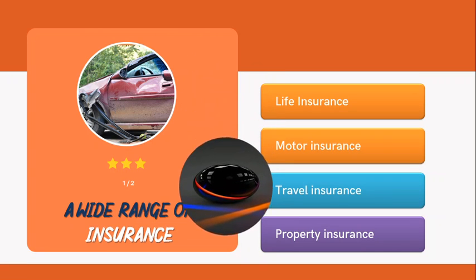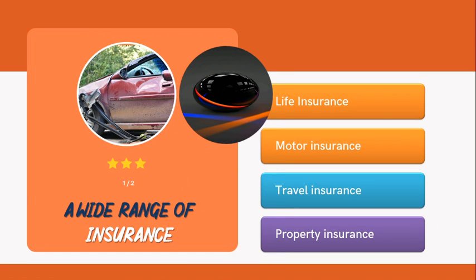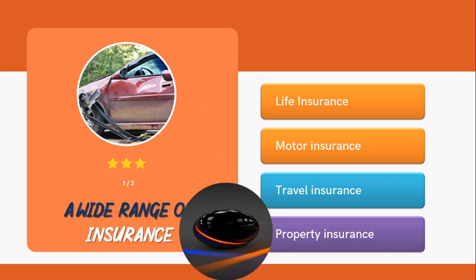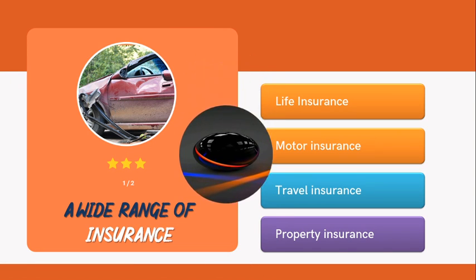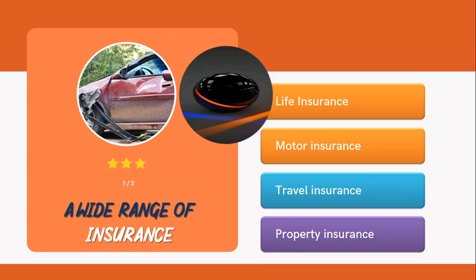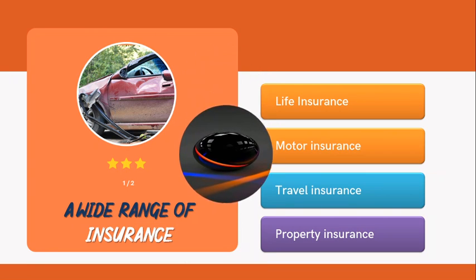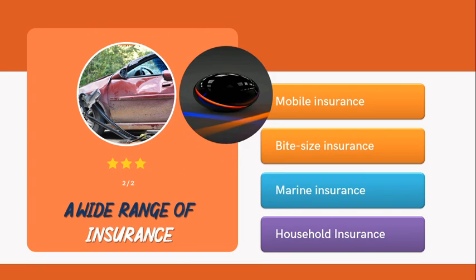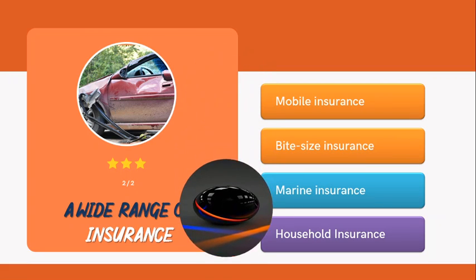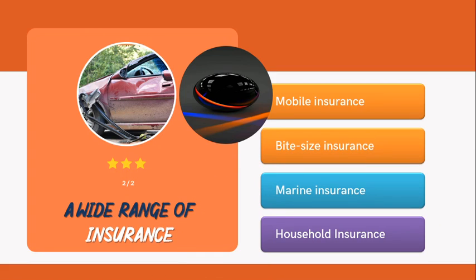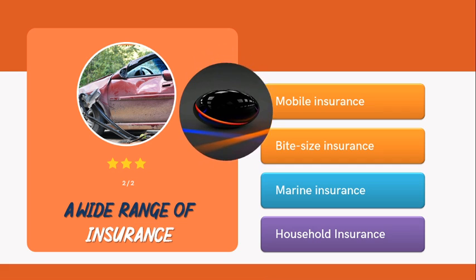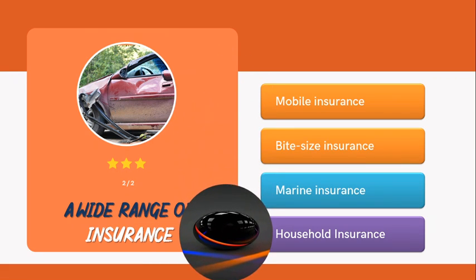The second part includes the cover for all the materialistic things. That includes everything, from your motor vehicle to your household, to property and your foreign consignment. Thus, they can be named as life insurance, motor insurance, health insurance, travel insurance, property insurance, mobile insurance, cycle insurance, bite-size insurance. If I talk about marine insurance.